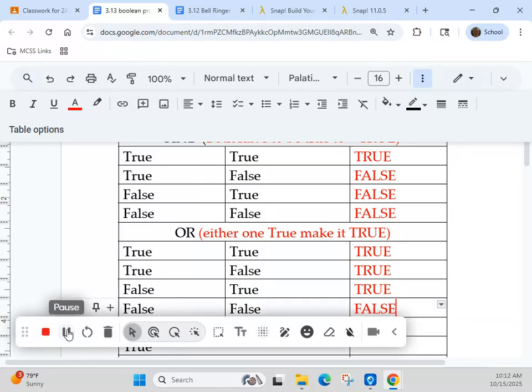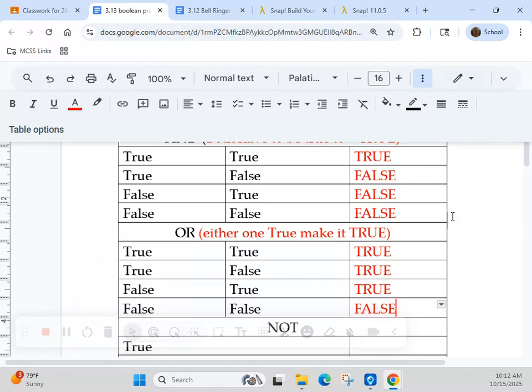Oh, there's the pause button there. Look at that. It was hiding in the background back there. Learn something new every day.